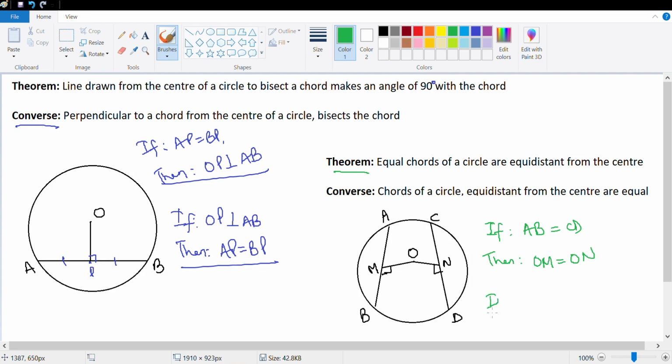And the converse of this would be, if two chords are equidistant from the center, then they are equal, which means if OM is equal to ON, then AB is equal to CD. Good. Let's look at the next one.